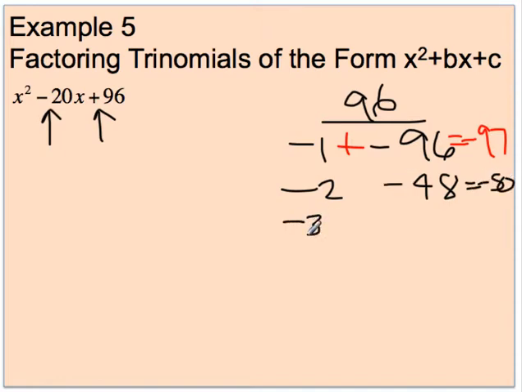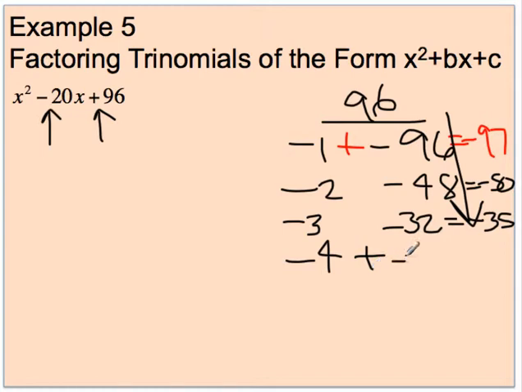3 goes into this. 3 is going to go in 32 times. So that's going to give me -35. We're getting much closer, and you can see as I work my way down, I'm getting closer and closer to that value of -20. -4, that's going to work. I'm going to add that to -24. That's -28, getting closer still.